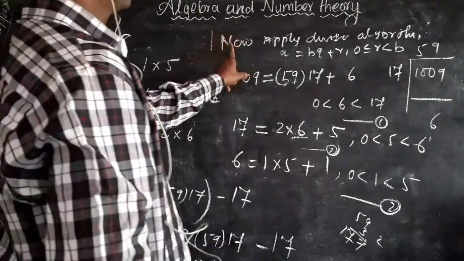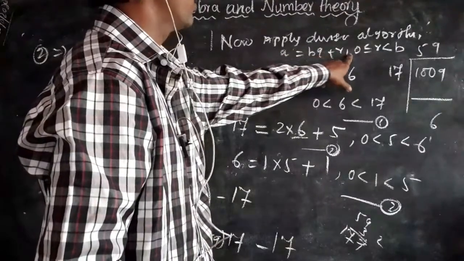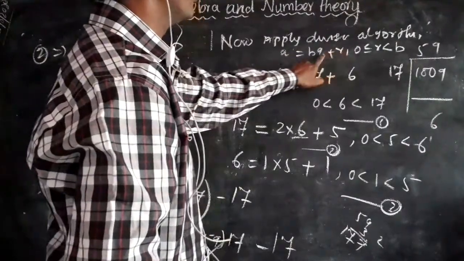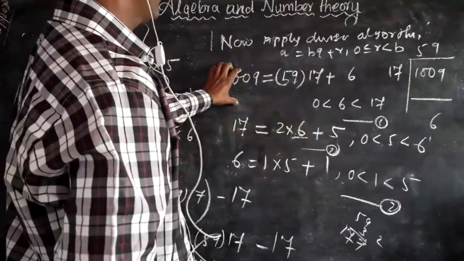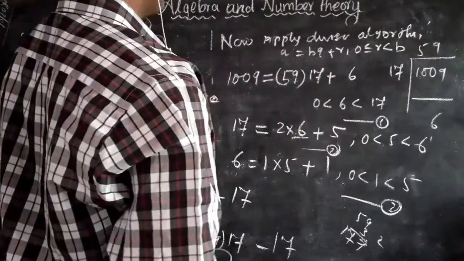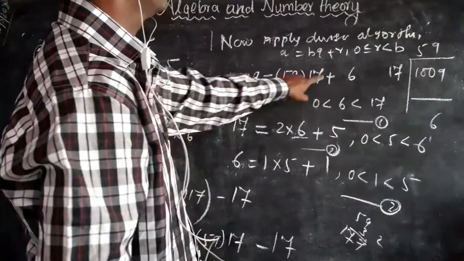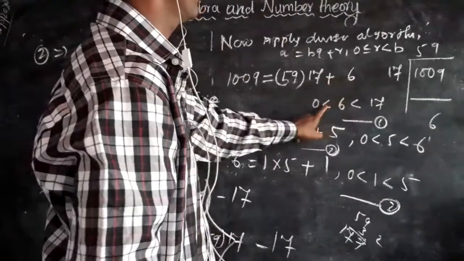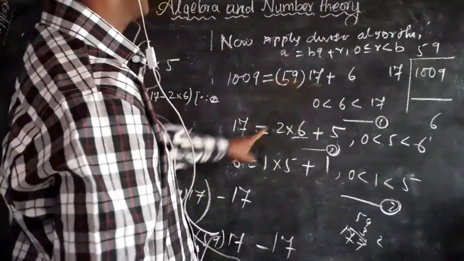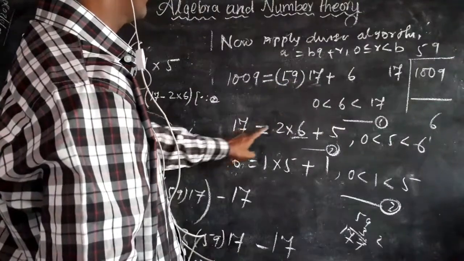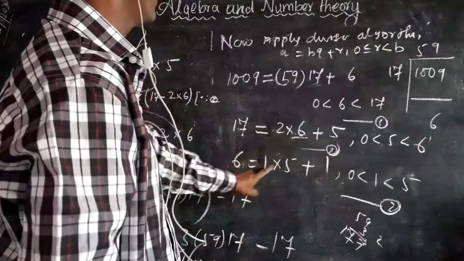I hope you have understood. Now apply the division algorithm: A equal to BQ plus R, with 0 less than R less than B. R is the remainder and Q is the quotient. Take only the multiple, not the quotient. So when 1009 is divided by 17, the quotient is 59. So 59 into 17 plus 6, with 0 less than 6 less than the multiple. Then we take the multiple 17 equal to 2 into 6 plus 5, and then 6 equal to 1 into 5 plus 1.